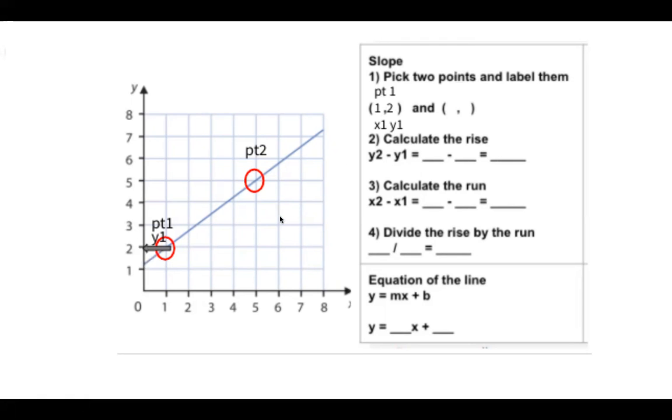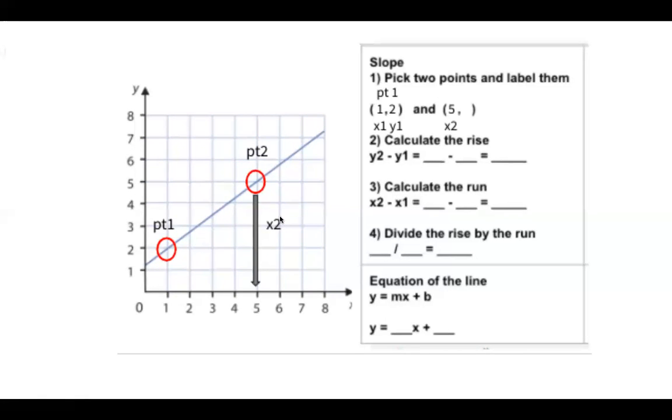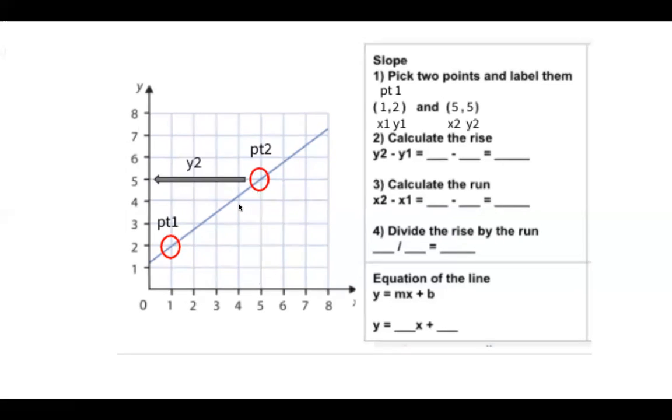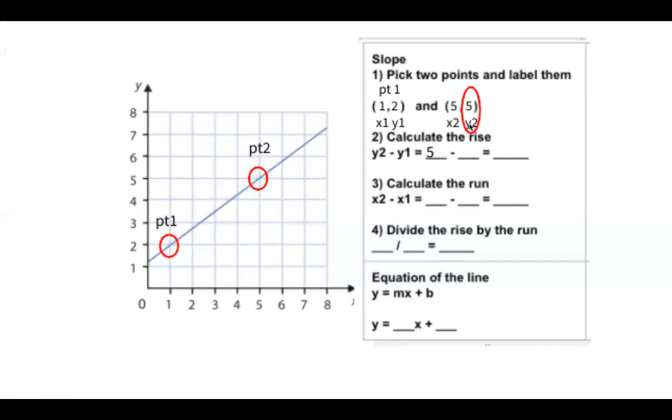We're going to do the same thing for point 2. Point 2, we first read the x-axis, and that looks like point 2 has an x value of 5. And then we read the y-axis. Point 2 has a y value of 5 as well. So point 2 is 5, 5, and that's labeled x2, y2. That's point 2's x value and point 2's y value.